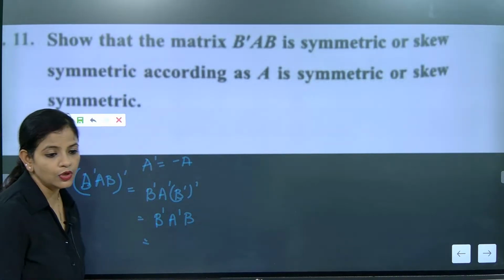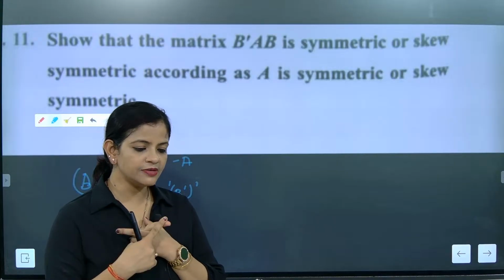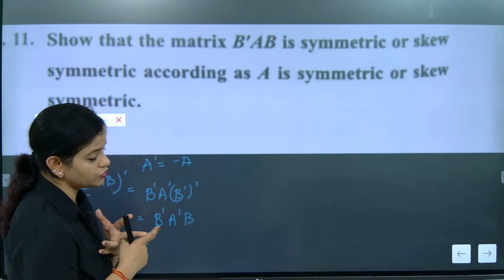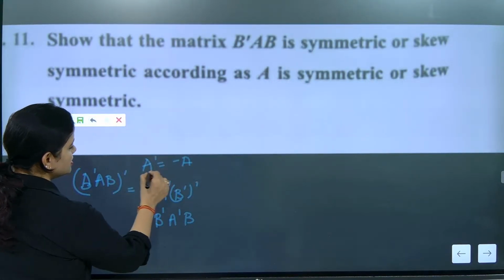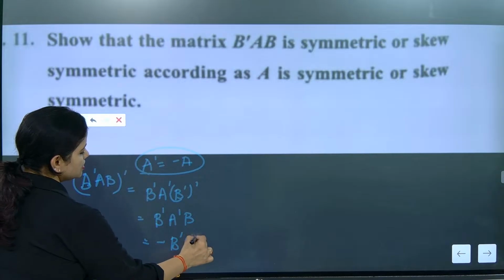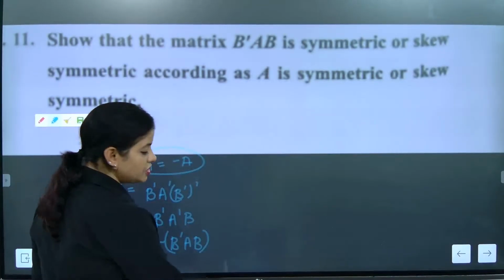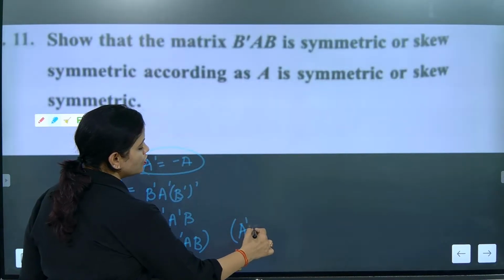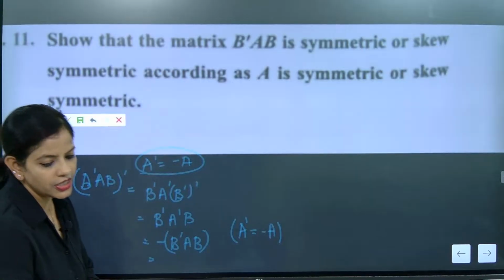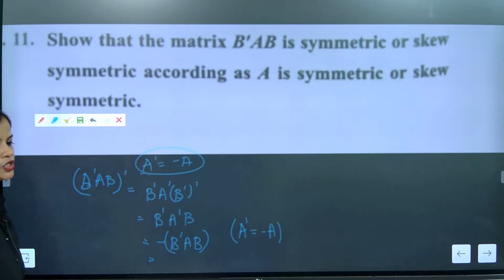Already I told you that it totally depends upon A. If A is symmetric, the answer comes as symmetric. If A is skew symmetric, the answer comes as skew symmetric. Since A transpose is equal to minus A, we will write minus. Now this is coming as minus of B transpose A B, because we just substituted transpose of A as minus A and the minus came out. That is actually the sign of a skew symmetric matrix.